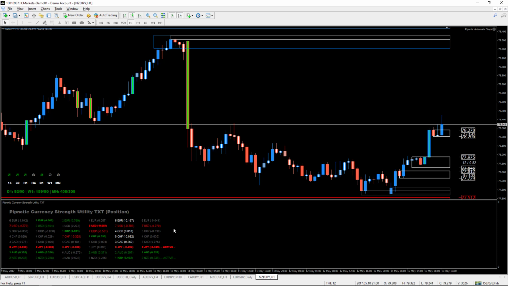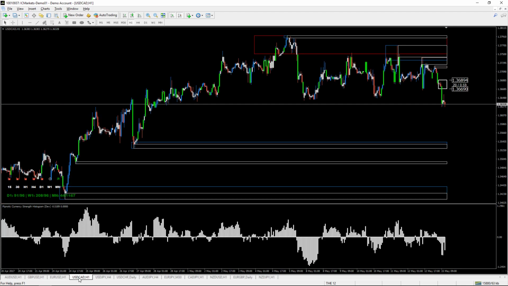If we have a look, what else do we have? Yeah, we have the Kiwi strong against the Japanese yen. We've looked at that. There's nothing else that's really setting up. We have a neutral CAD and a weak dollar. So we could be selling the dollar CAD. So if we look at the dollar CAD, this should be moving lower, and it is.